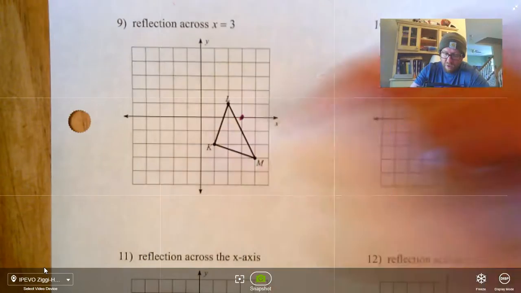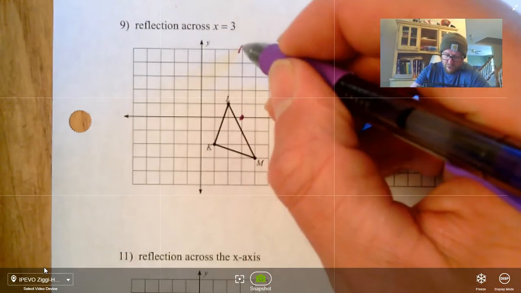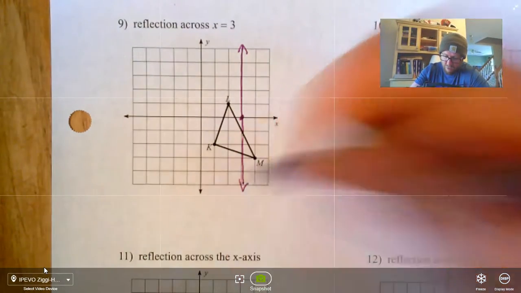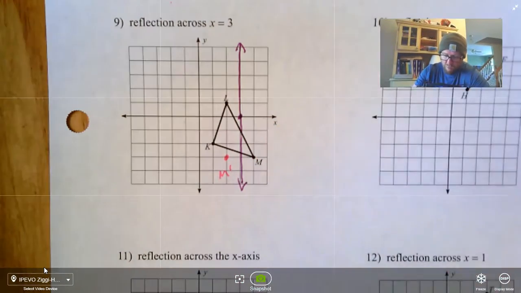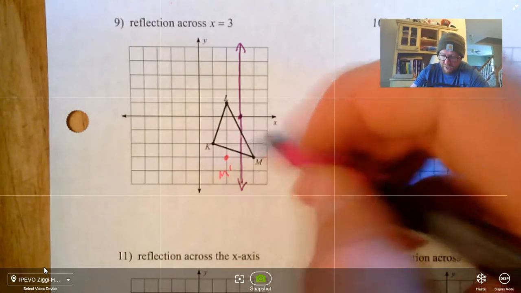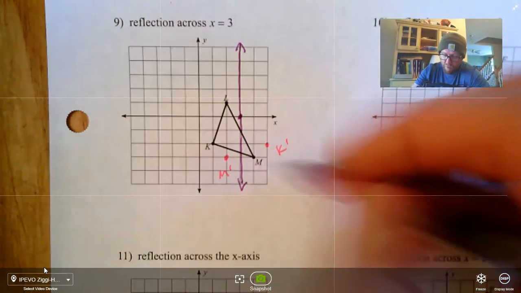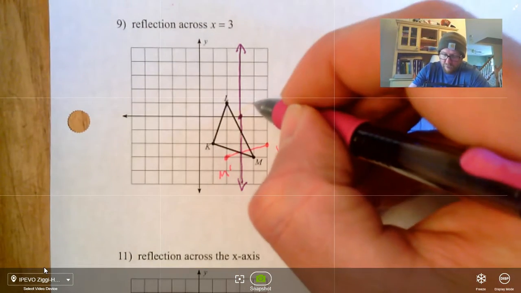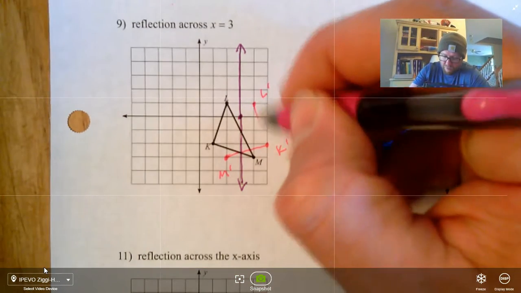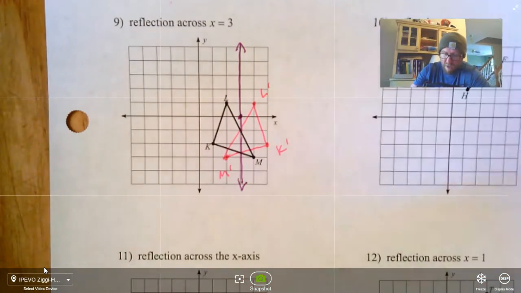Here, reflecting across the line x equals 3. Mark 3 on the x-axis and draw a line that just goes through there. M is 1 space away, so M prime is 1 space in the other direction. K is 2 spaces away, so K prime is 2 spaces in the other direction. We'll go ahead and connect those right now. L is a space away, so L prime is a space in the other direction, and then just connect them all up and you're done.